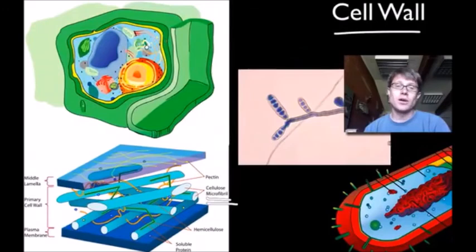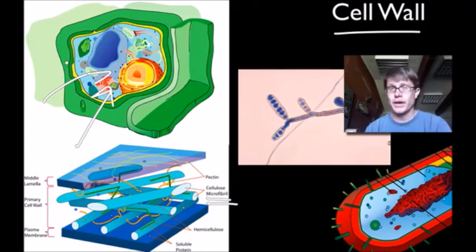But what that cell wall gives them is structural integrity. And so as water flows into a plant, if it was a human cell, it would actually explode or lyse. But as a result of this, the cell wall can actually hold that.